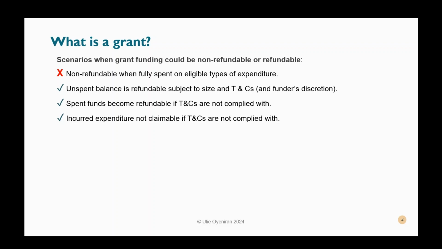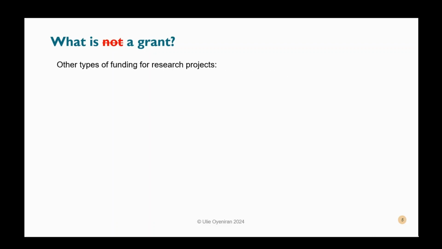Thus far, the description of a grant I've given here captures the main points in the International Financial Reporting Standards and in the UK Accounting Standards regarding grant definitions. It is worth mentioning at this point that there are other types of funding for research projects that may be sourced or received that are not termed as grants. And these are donations and endowments.